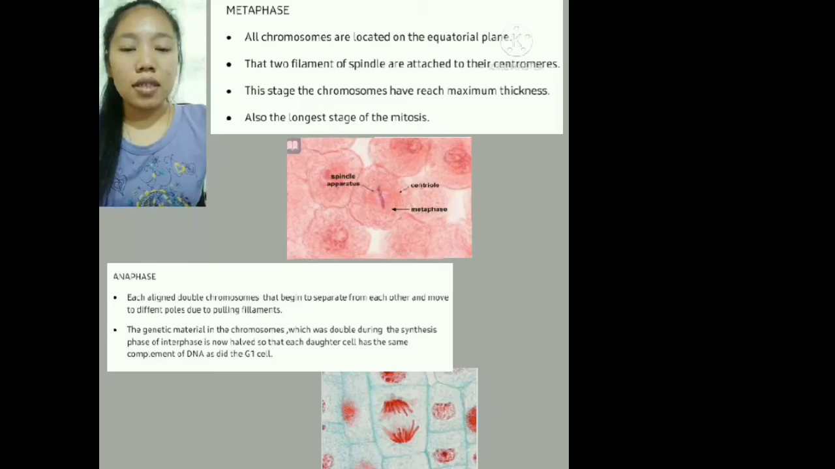Next is the anaphase. The aligned double chromosomes begin to separate from each other and move to different poles due to the pulling filaments. The genetic material in the chromosomes, which was doubled during the synthesis phase of interphase, is now halved, so that each daughter cell has the same complement of DNA as did the G1 cell. It's also a fast stage of mitosis.